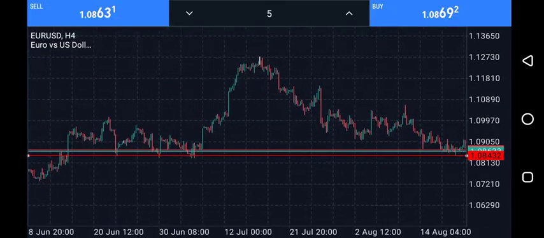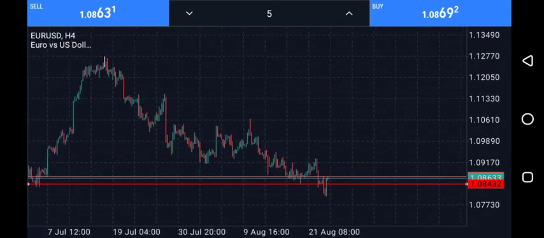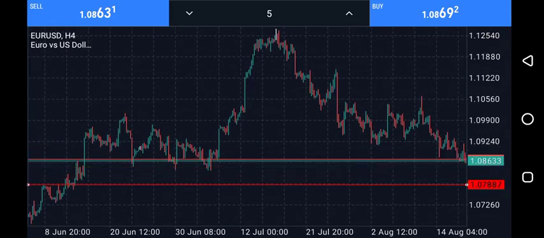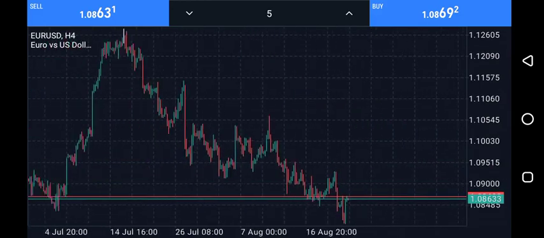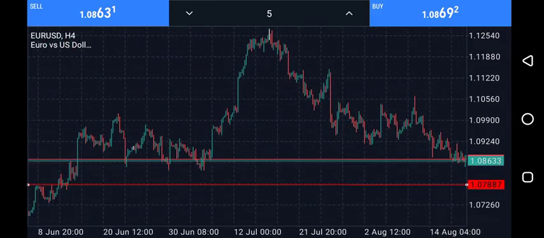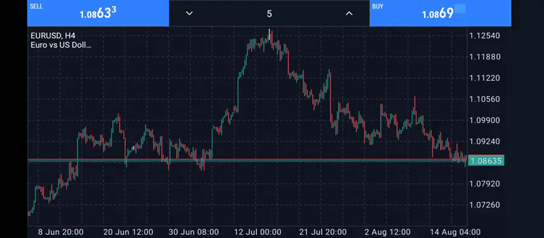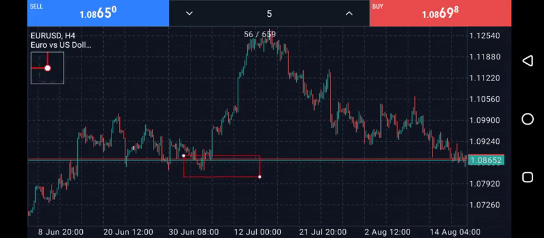All right, so I think this is a clear example again. This is an example of another order block, and this one is nice. This is another order block.